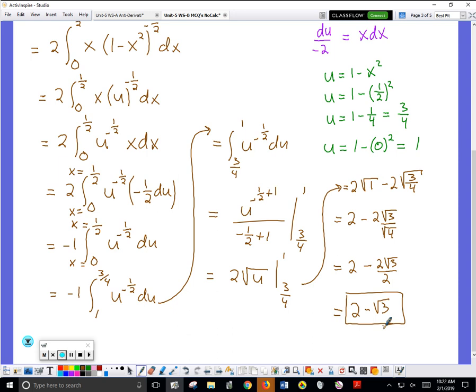If we had plugged in the 1 minus x squared for the u, we would have gotten the same answer. So right here, if you leave the limits alone, find the antiderivative, then jump over and put in the 1 minus x squared, and leave the limits at 0 and 1/2, you get the exact same answer. Is that your question?